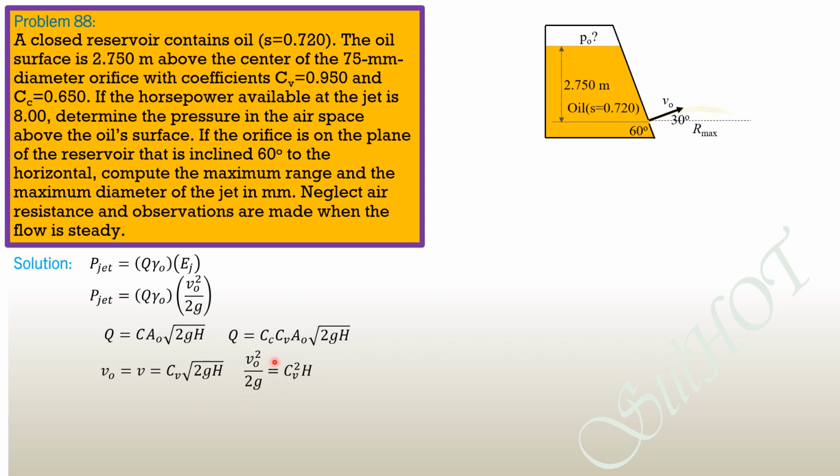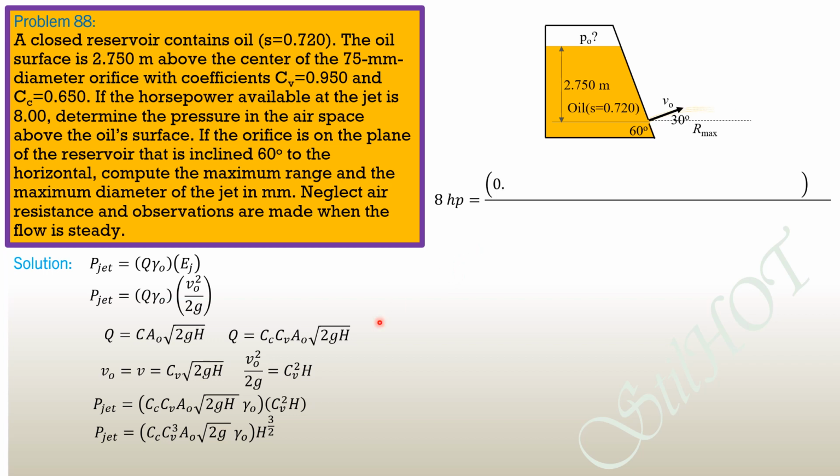So substitute into the formula: power equals Q, which is C sub C, C sub V, area O square root of 2GH, times specific weight of oil, times velocity head, the actual velocity head of the jet, which is C sub V square H. So combining, power in the jet is equal to C sub C, C sub V cube, times area O, times square root of 2G, times head to the 3 halves, times specific weight of oil. So everything is given here.